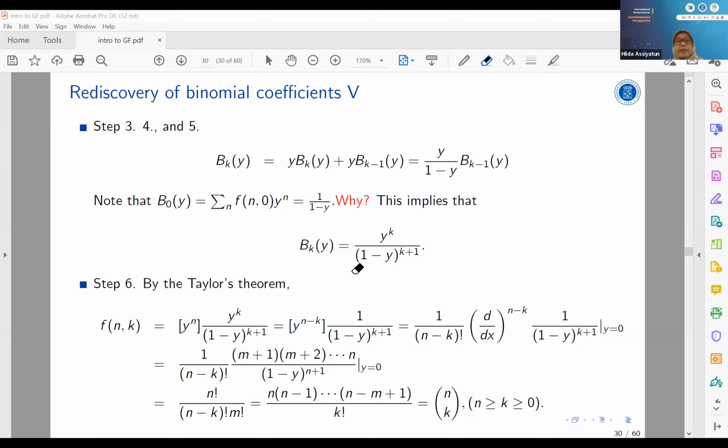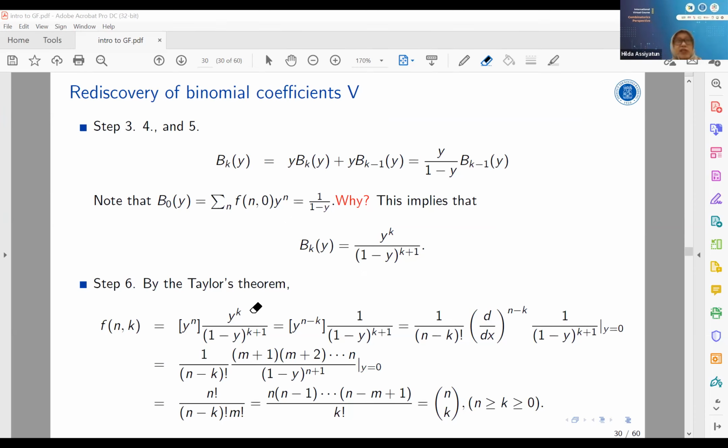So again, here we succeed to obtain the generating function of our sequence. Different generating function. Now again, to extract the explicit formula for f n k, we will use the Taylor theorem. So what is this? f n k is the coefficient of y to the n of this.